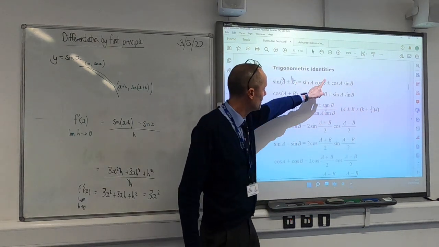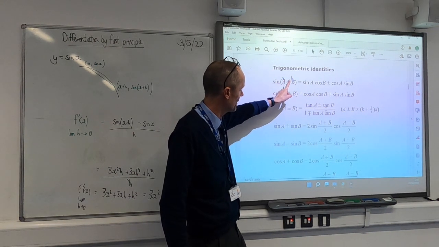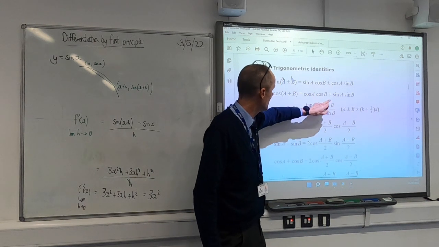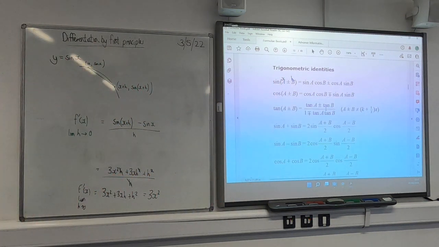Remember, the plus minus there is that if it's sine of A plus B, which it is in this case, x plus h, we have a plus between the two. If it's minus, we have minus. It's the other way around for cos. We'll do cos in a minute. So go on, see if you can expand this.